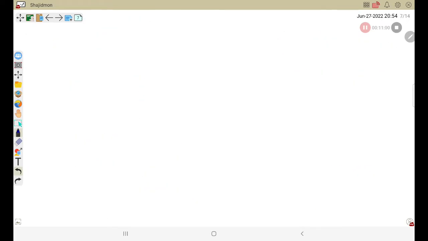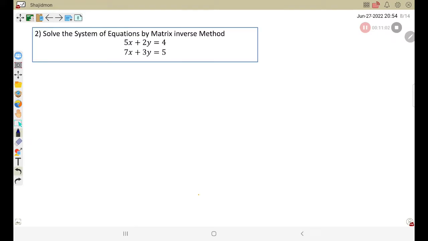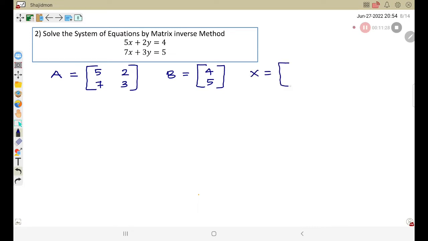Okay, let's go to the second question now. This question number 2. Solve the system of equation by matrix inverse method. Same model. Next question. So first write what is A matrix. 5, 2, 7, 3. We can write B matrix. 4 and 5. We can write capital X matrix, x and y.